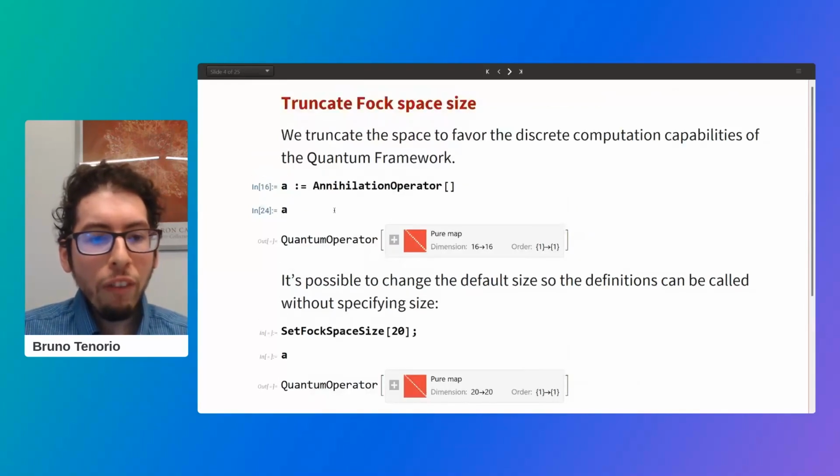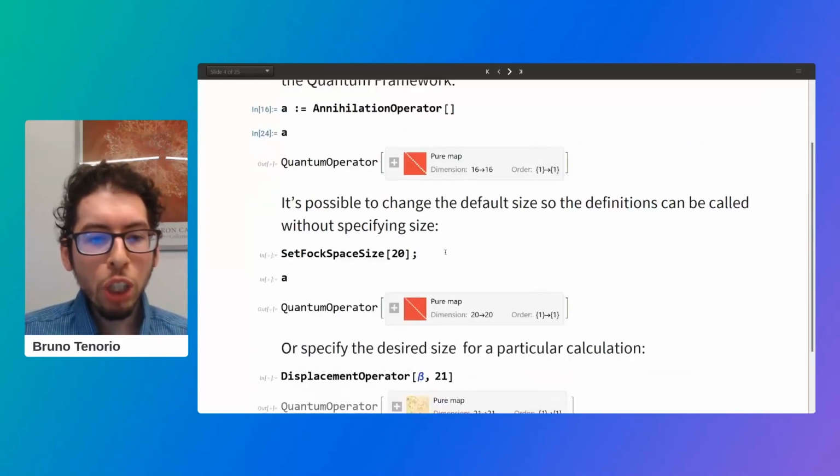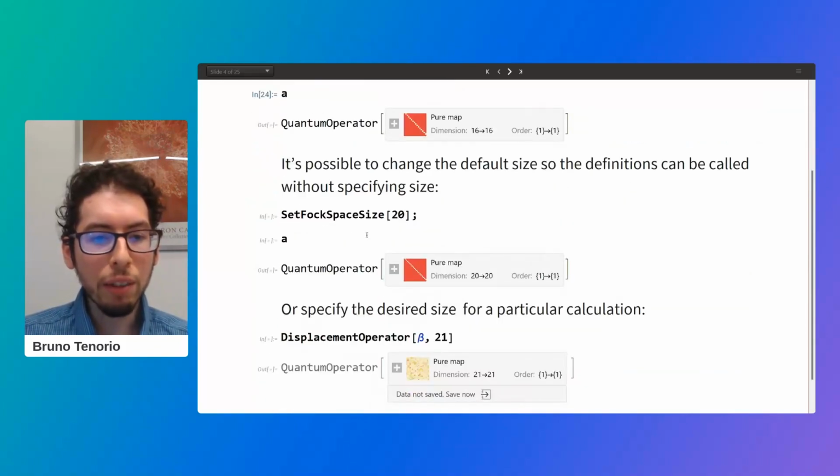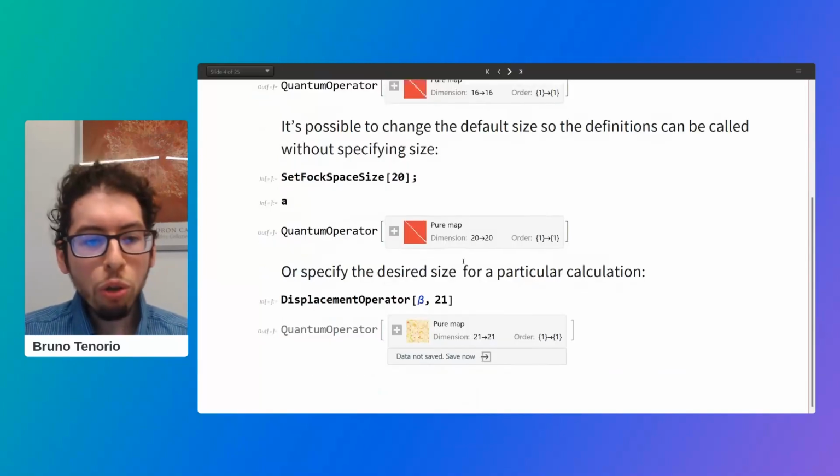By default, we have a truncation size of 16, such that we can call all our definitions without passing an explicit size. But it's possible to change the default truncation size using the function SetFockSpaceSize. In this case, we pass it a parameter 20. Or we can also specify a desired size for particular calculations. For example, here we use the displacement operator with a size of 21.